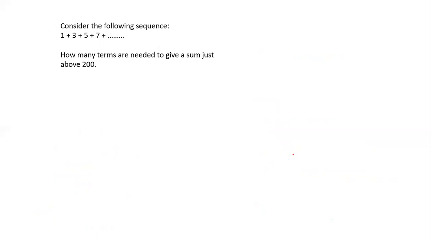Let's look at the next example. In this example, we have a sequence of 1, 3, 5, 7. We can see that the numbers are odd numbers. So the next one would be 9, 11, 13, etc. So this sequence is given to us. We don't know how far it goes. It continues till. The question is, how many terms are needed to give a sum?